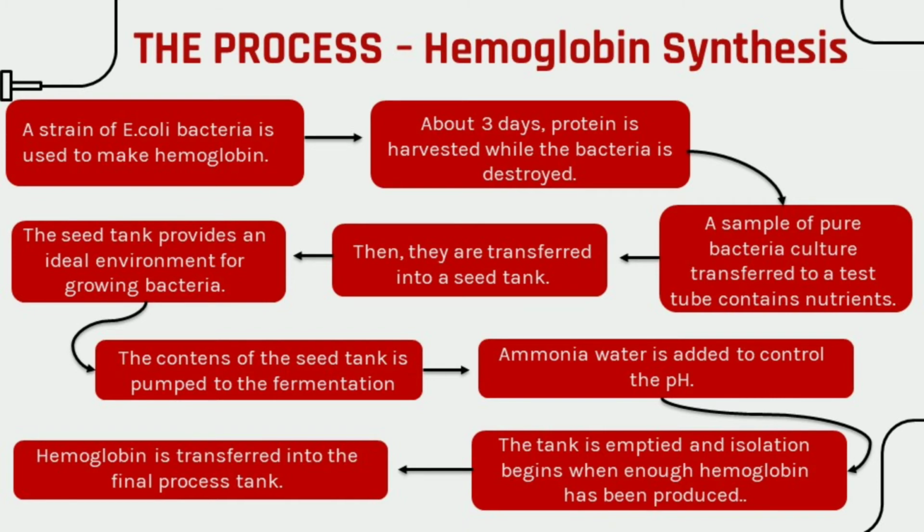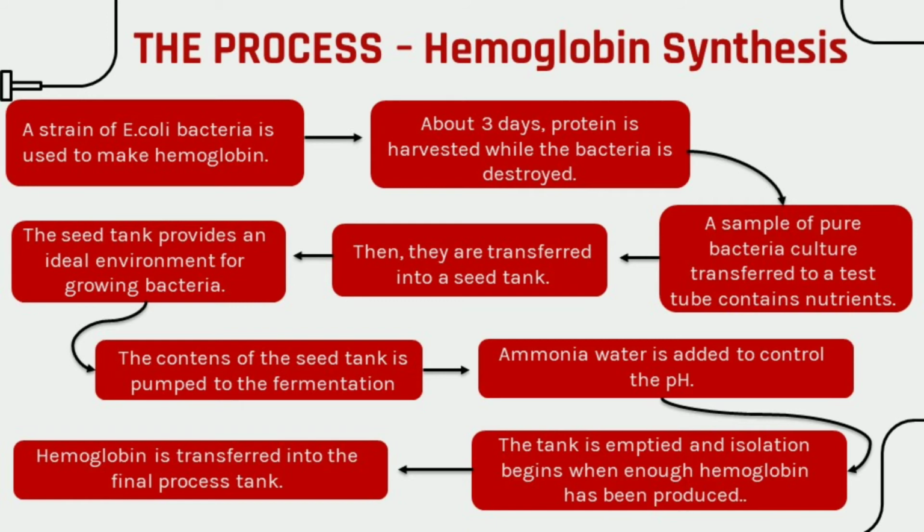When the population is great enough, they are transferred to a seed tank. A seed tank is a large stainless steel kettle that provides an ideal environment for growing bacteria. It is filled with warm water, food, and an ammonia source, and also vitamins, amino acids, and minor nutrients are added in the tank. When enough time has passed, the contents of the seed tank are pumped to the fermentation tank.